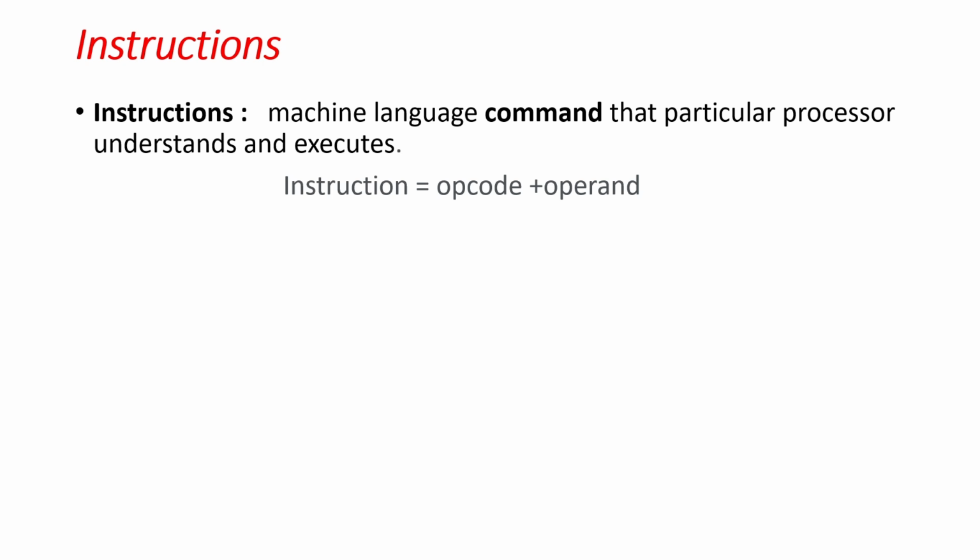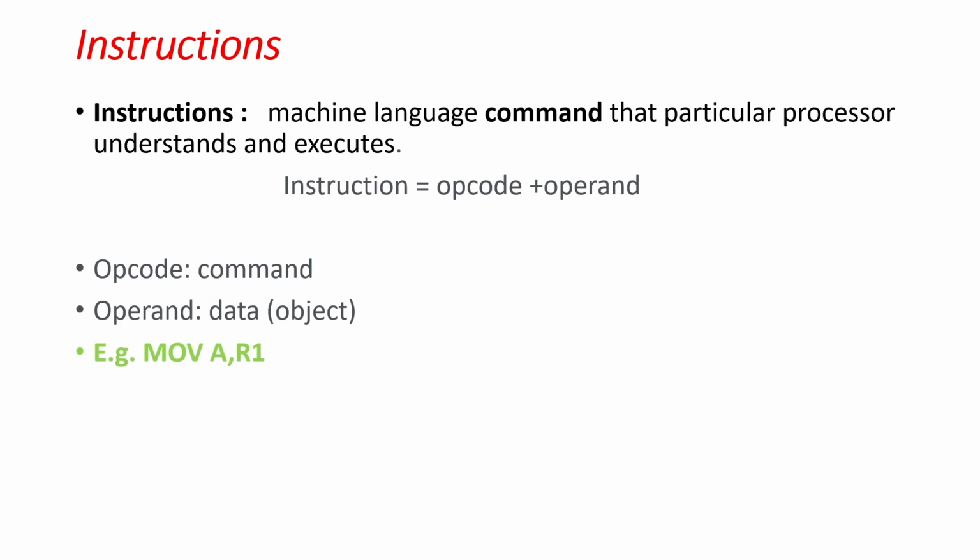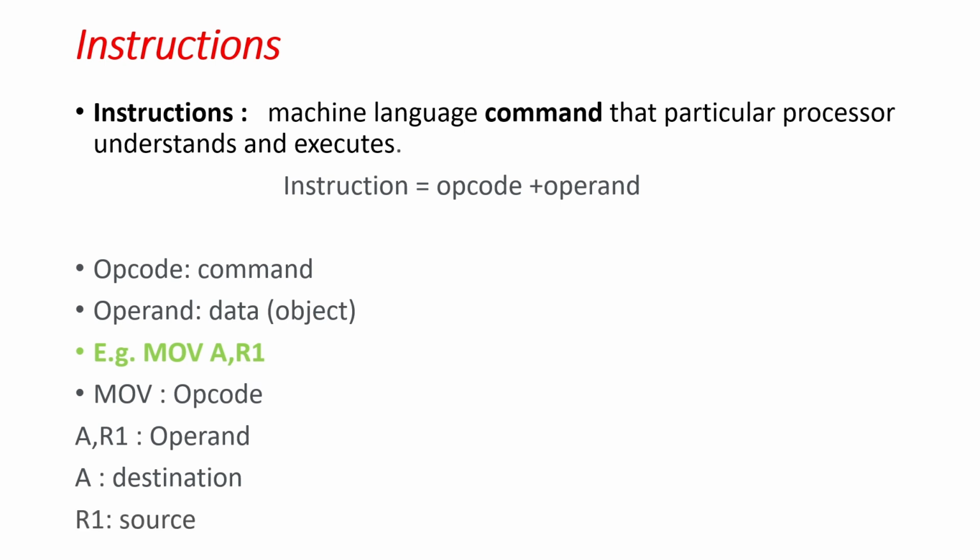Now, what is opcode and operand? Opcode is a command, that means it is an operation which has to be performed, and operand is the data on which the operation has to be performed. See the example, MOV A, R1. Here, MOV is the opcode and A, R1 is the operand. On the left side, the destination is present, and on the right side, the source is present. Data is always transferred from source to destination like this.